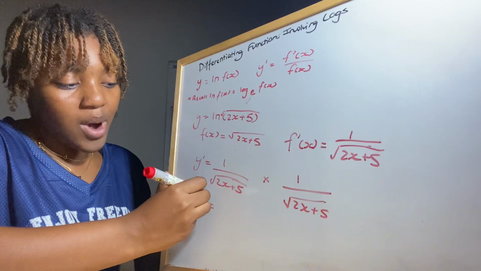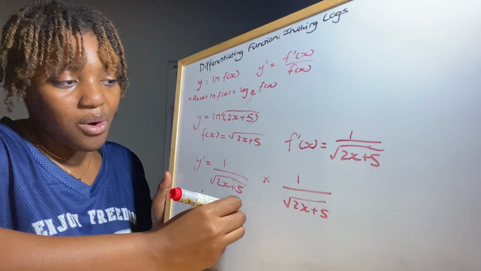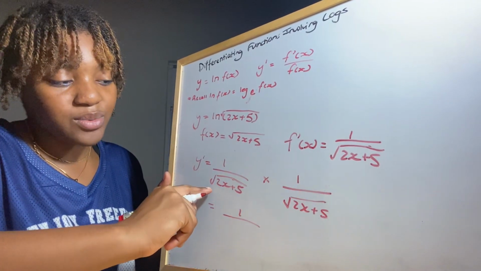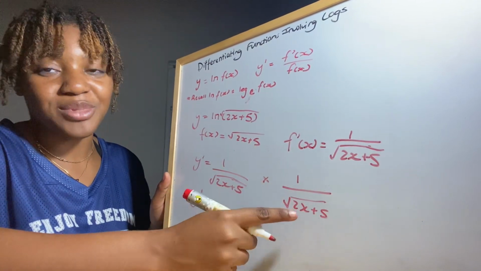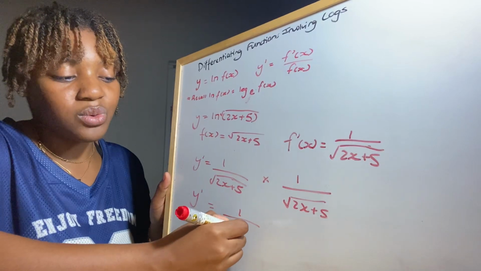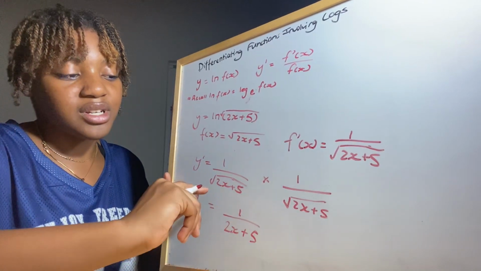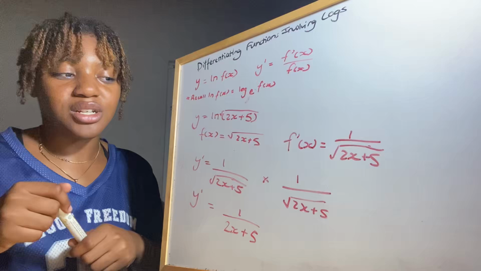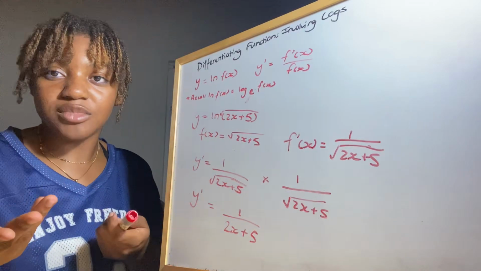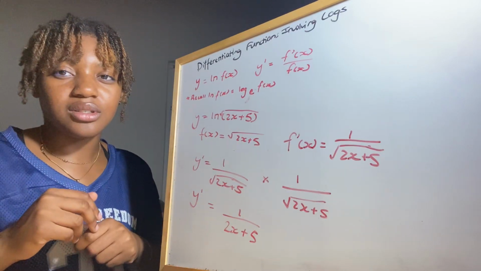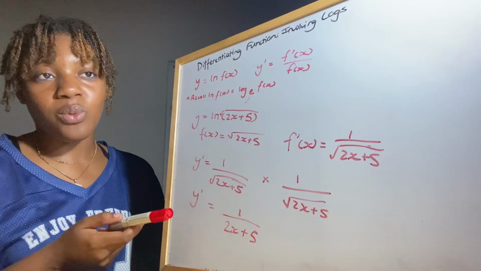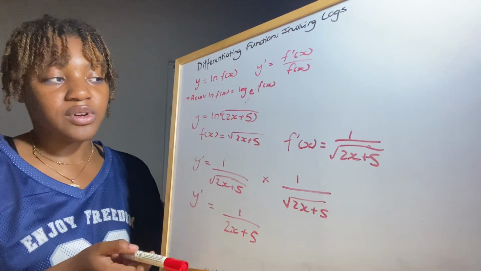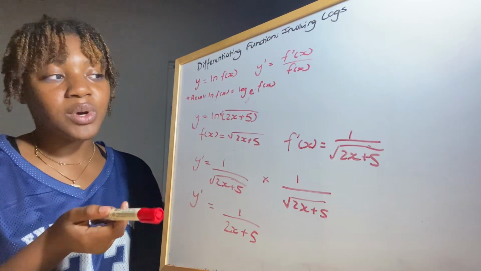Therefore, y prime would be equal to 1 times, since we have a root of 2x + 5 being multiplied by root of 2x + 5, this would leave us with 2x + 5, because the square root would be gone because we're multiplying them together, if that makes sense. Does that make sense? Let me know. And this would be y prime. So this would be the derivative of ln root of 2x + 5.